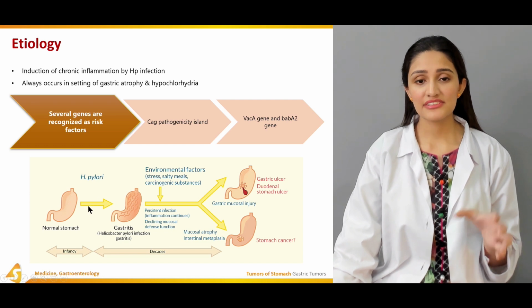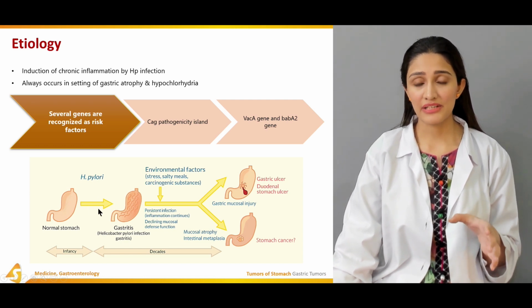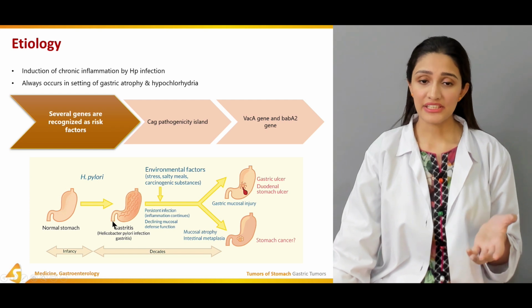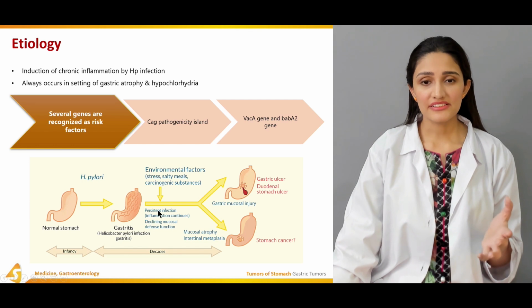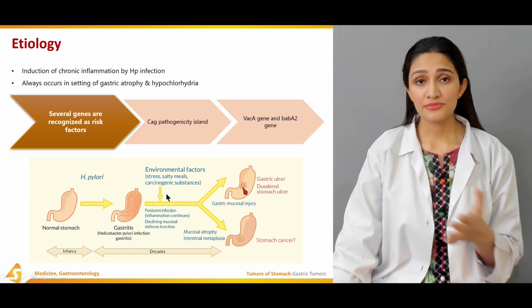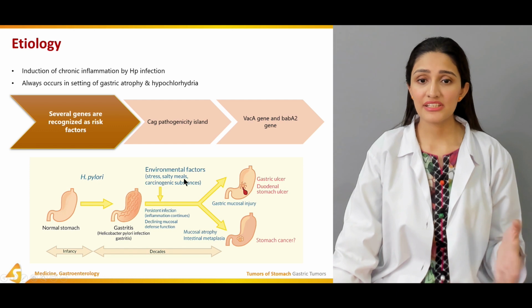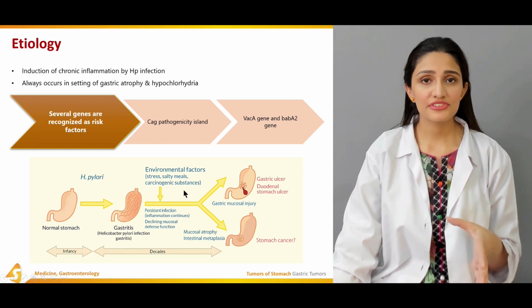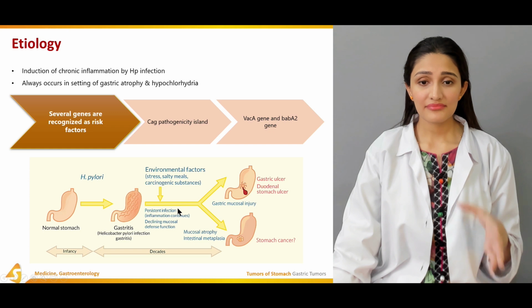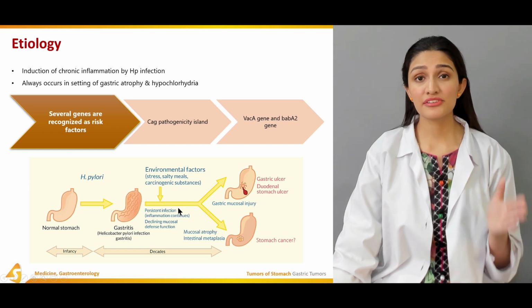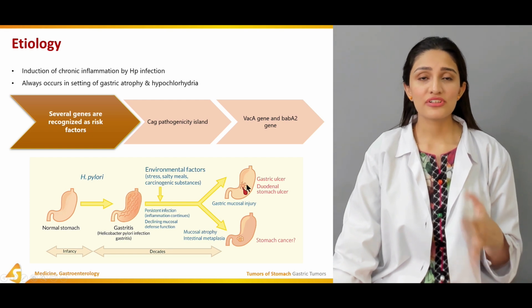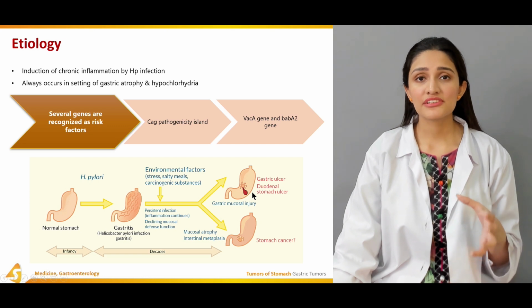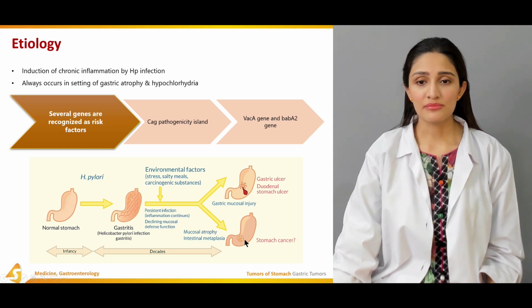After the stomach is infected by Helicobacter pylori infection, there is gastritis. And after this gastritis, there are different types of environmental factors that can predispose to a more cancerous type, being the stress, salty meals, any carcinogenic substances, and persistent infection, being the chronic Helicobacter pylori infection, and ultimately either causes a gastric ulcer and duodenal type of ulcer, and lastly being the stomach cancer.